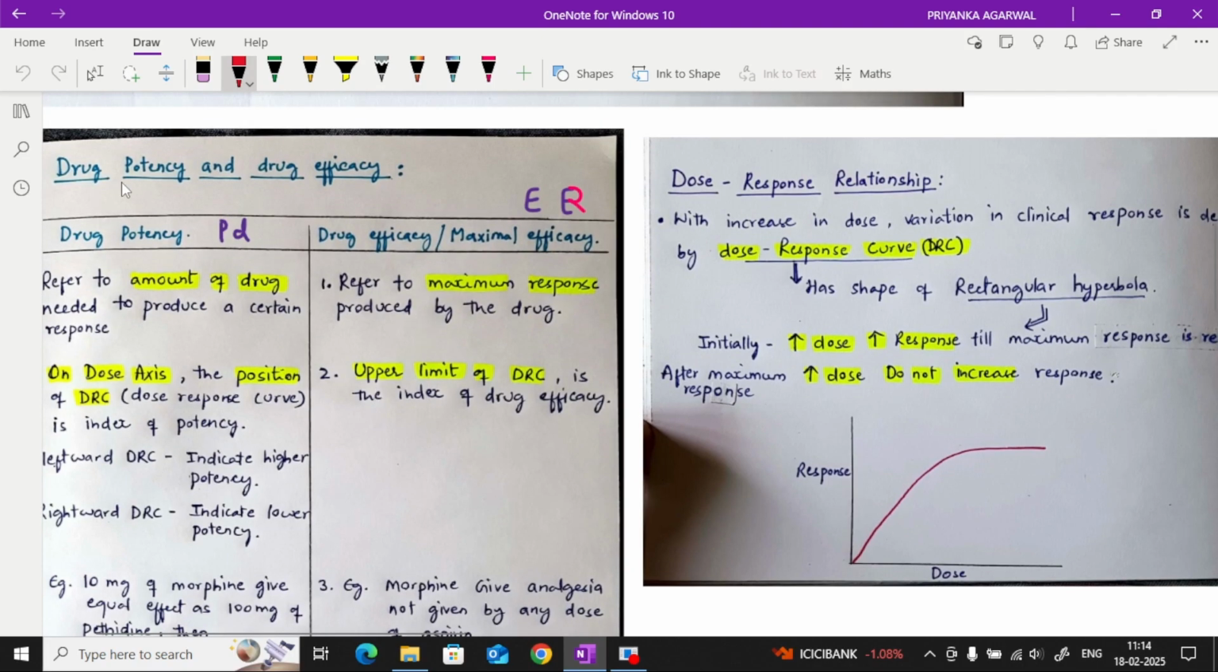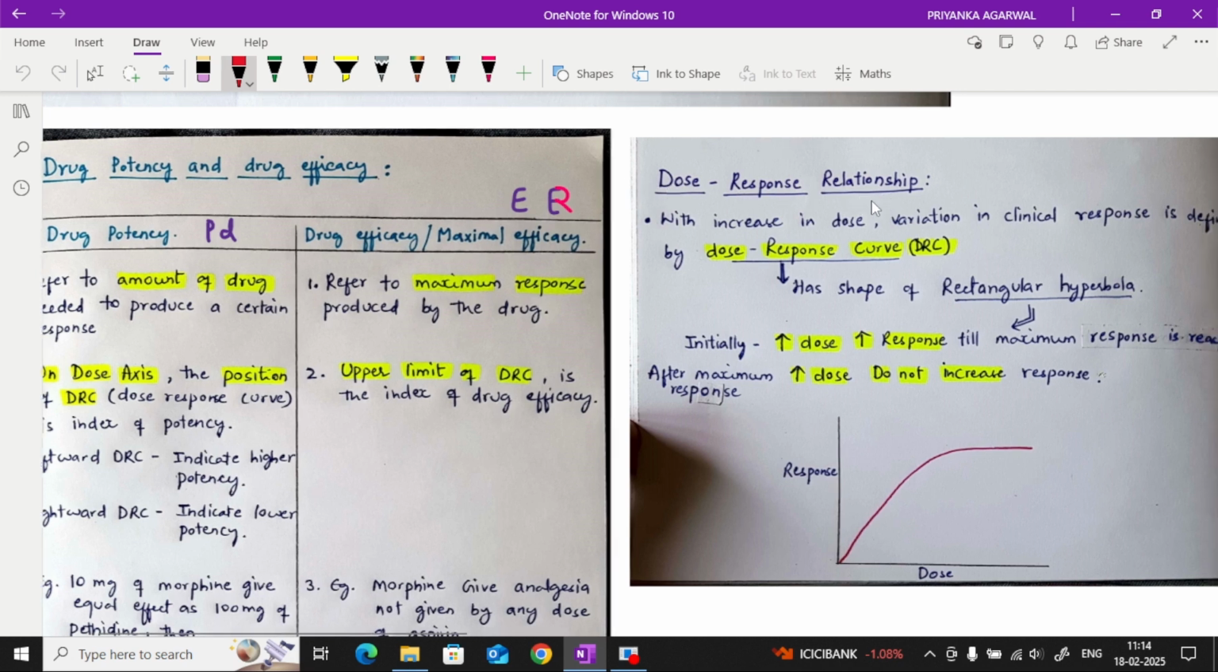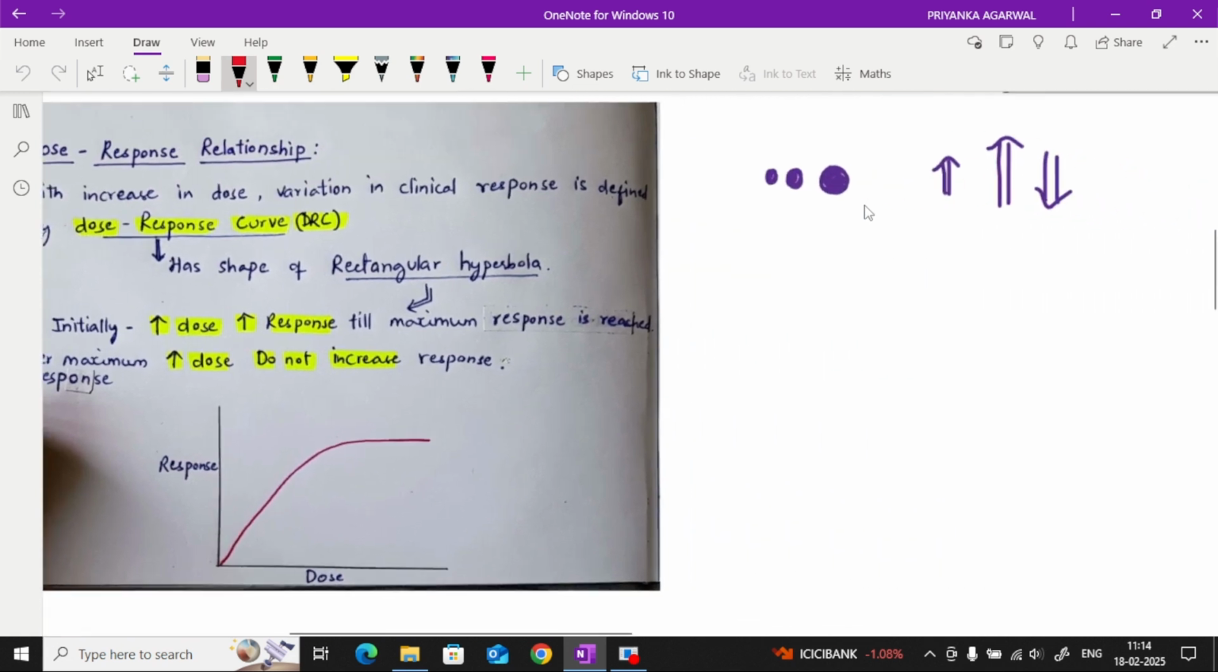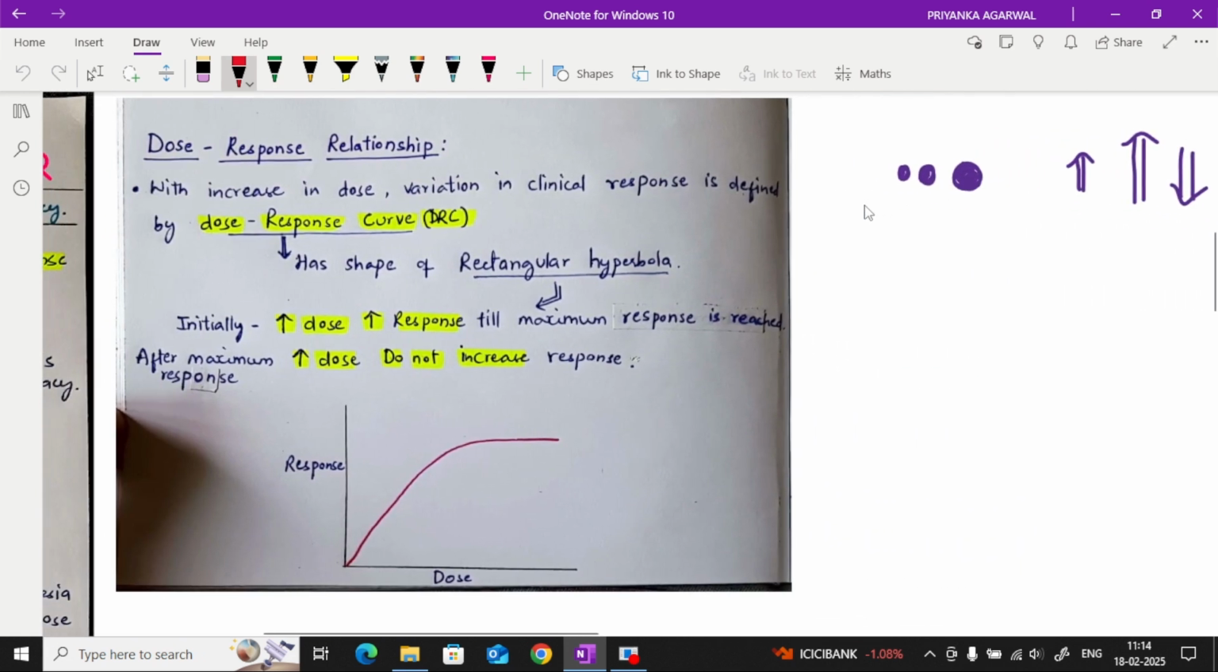Before going to the questions, we need to understand something about dose-response relationship. This as such will not be asked in the exam, but we need to know it to understand the coming questions. So what do you understand by dose-response relationship? When you are increasing the dose, the variation in clinical response, whether the response is increasing, how much it is increasing or decreasing, is defined by the dose response curve, which is nothing but DRC.